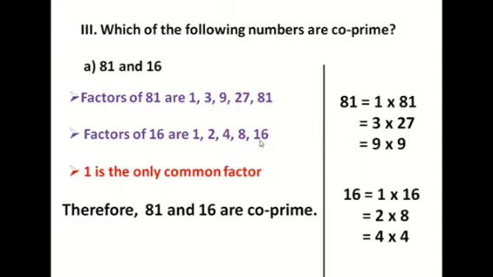So if you observe, what is the common factor here? Only 1 is the common factor. Okay. So I hope you have underlined. Here 1 is the only common factor. So therefore 81 and 16 are co-prime.